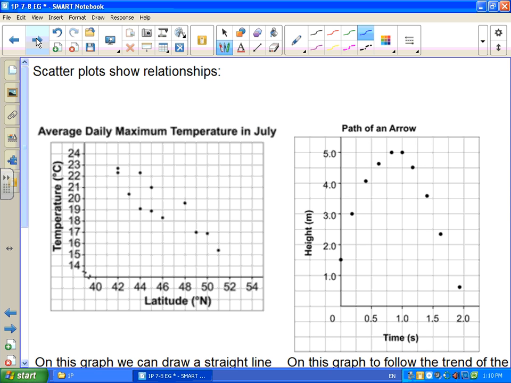So before we do this, let's just talk about relationships. And this is why we actually make scatter plots. We use scatter plots to show the relationship between our two variables, or our two things that are being plotted. So on this graph on the left, what kind of a relationship is being shown, or what are we looking for a relationship between? Well, we find that information by looking at the labels on the x and the y-axis. Down on the x-axis, we have latitude. On the y-axis, we have temperature. So we're looking for a relationship between temperature and latitude. So our graph shows temperature versus latitude.